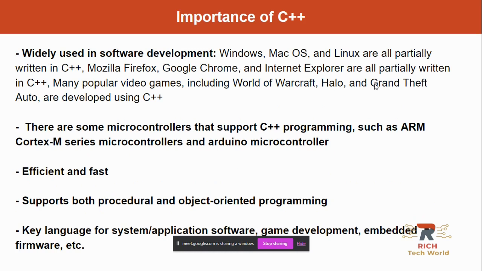Okay, so let's move to the importance of C++. Why C++ at all? Why are we not doing Python? Because Python is one of the most used programming languages in the world. Why don't we use that? Let's see. C++ is a widely used programming language in software development.